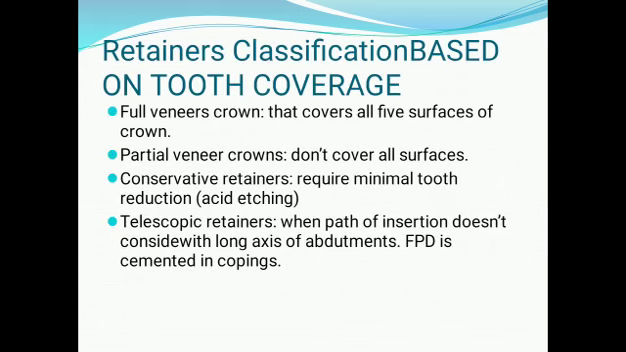Retainers are classified based on tooth coverage: full veneer crowns, partial veneer crowns, conservative retainers and telescopic retainers. Full veneer crown covers all the axial surfaces of the crown. Partial veneer crowns do not cover all surfaces; they include one or more surfaces. Conservative retainers require minimal tooth reduction, like acid etching. Telescopic retainers are used when the path of insertion does not coincide with the long axis of the abutment; the fixed partial denture is cemented on copings.